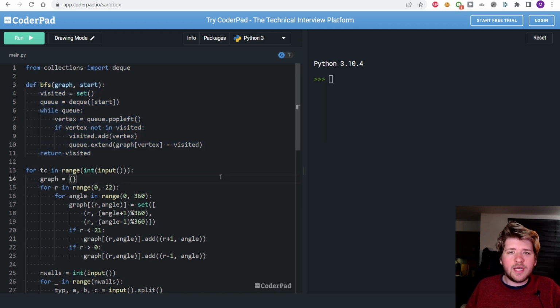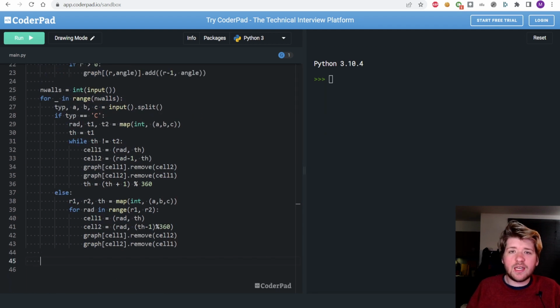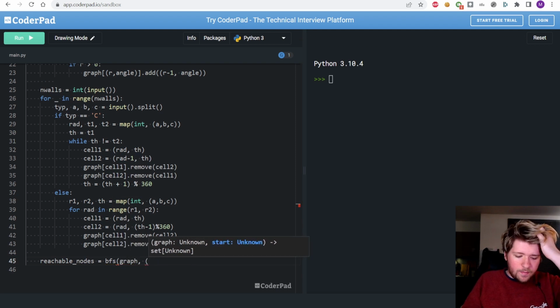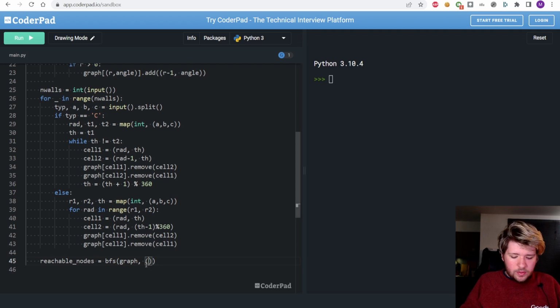It's a very simple BFS, and then we can wrap it up by checking whether there's a path from an outside node to an inside node. So the reachable nodes, I'll call a BFS on, I'll give it the graph, and then the node from which I want to start. This will be node 0, 0, for example, so that's any node in the center. And I want to check whether there's a node on the outside.